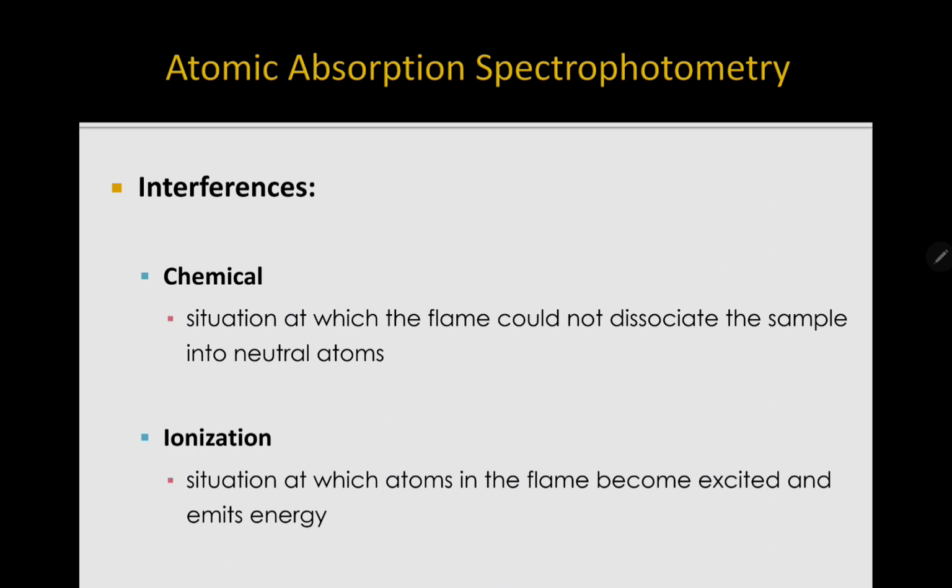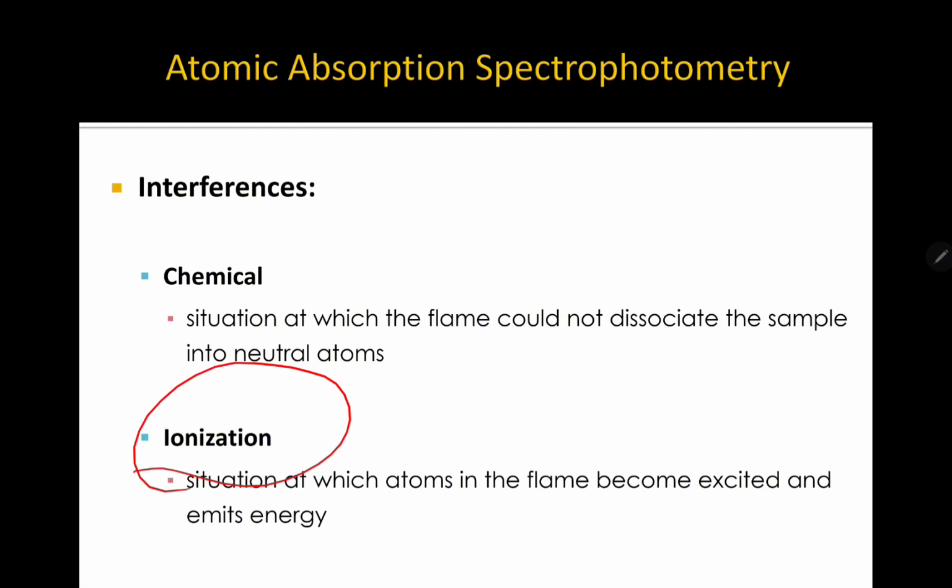For the chemical interference, it is the situation in which the flame could not dissociate the sample into neutral atoms. This means that the flame is not enough to convert your sample into an atomic vapor, whereas ionization is a situation in which atoms in the flame become excited and emit energy. So that is your interference, if you over-excite. Because in atomic absorption spectrophotometry, we do not want the atoms to be excited, but rather to stay in their ground state. We don't want them to become excited, because if they become excited, that is ionization. I hope you got the difference between the three.